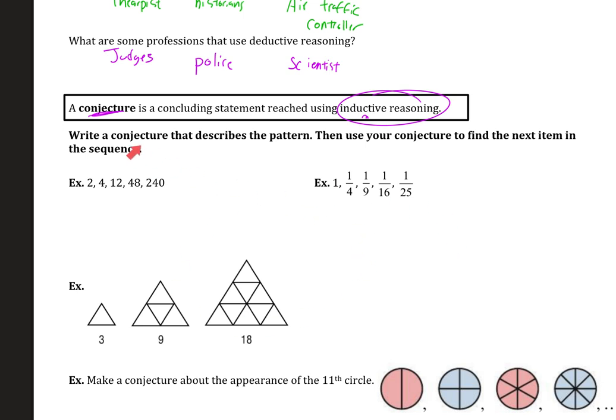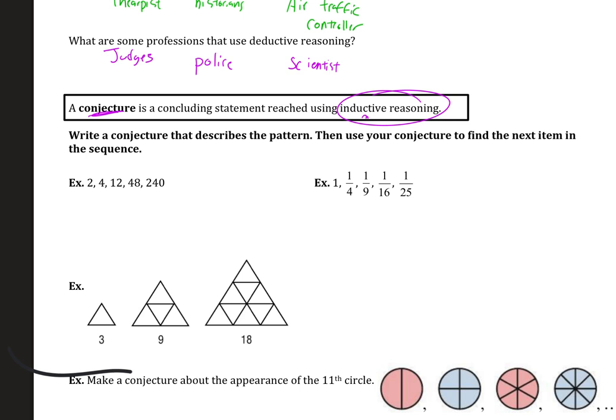Now it says write a conjecture, so basically a concluding statement that describes the pattern. Then look at your conjecture to find each item in the sequence. So I'm going to go over this pretty quickly. If you want to try these patterns yourself, please go ahead and pause the video. All right, but let's just go through this.